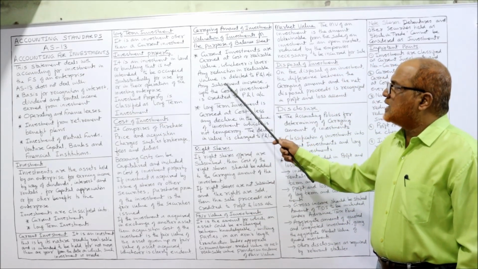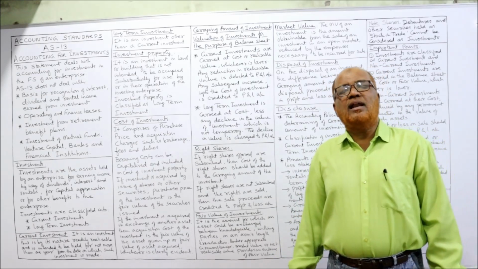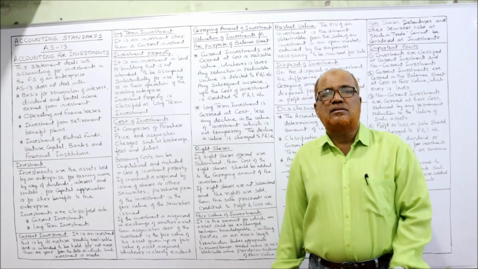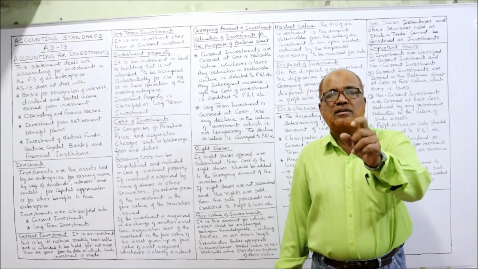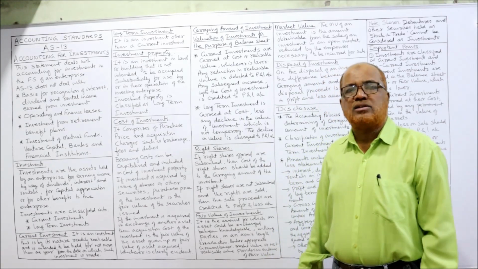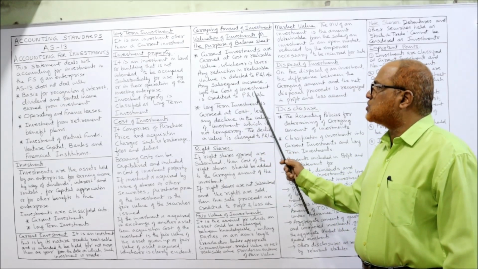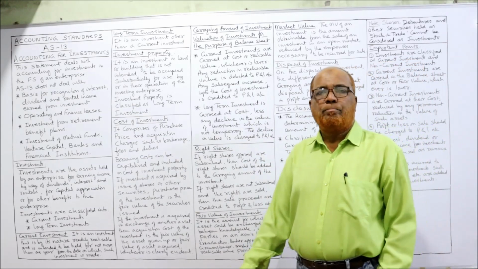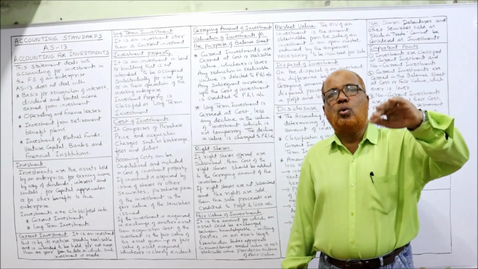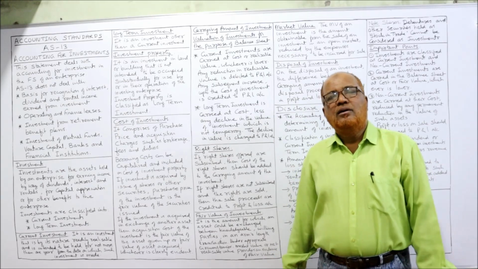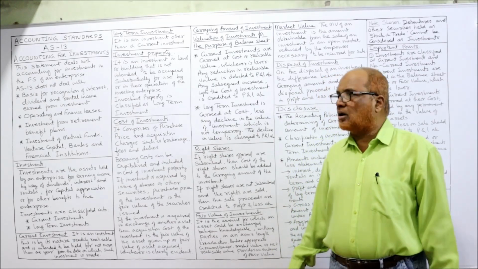Any reduction in realizable value is debited to P&L account. Suppose if the realizable value has decreased, then whatever loss is there on the investment, that will be charged to profit and loss account. And any subsequent increase up to the cost of investment is credited to profit and loss account. Suppose the realizable value have increased over cost, then whatever increase in the realizable value, that will be credited to profit and loss account.